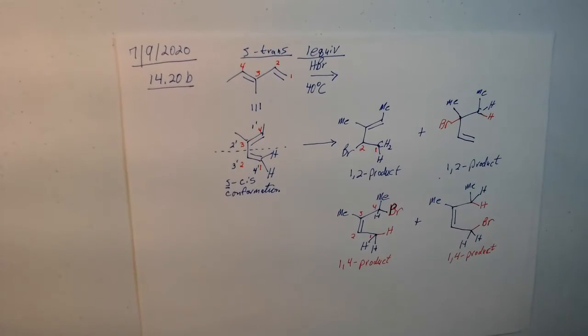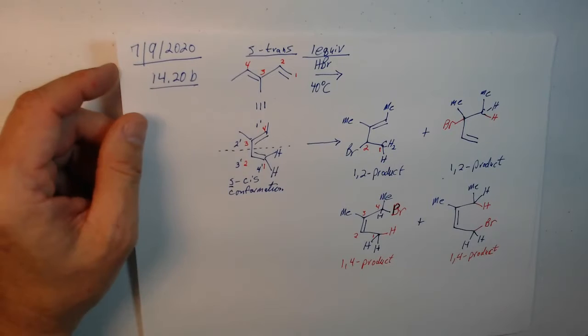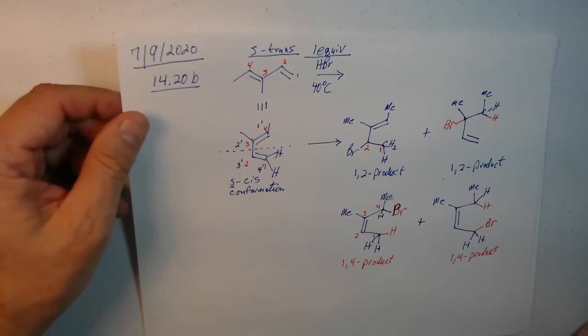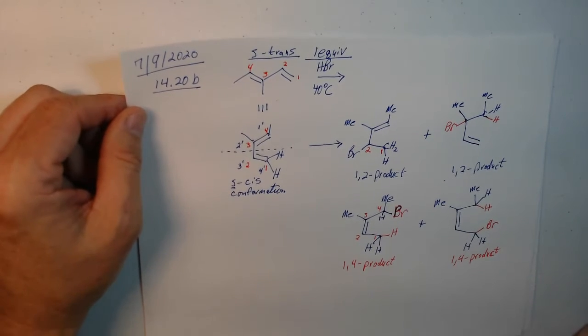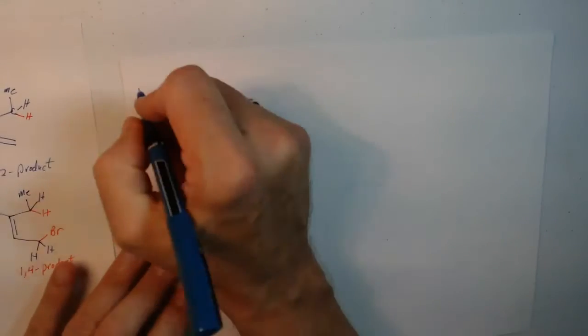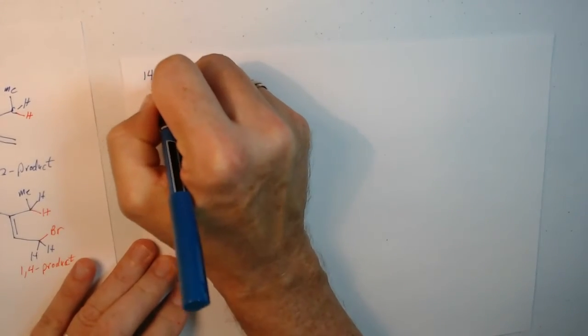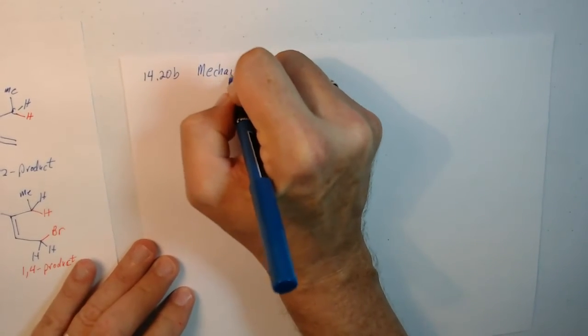All right, so that's the addition. Now let's look at the mechanism. Any questions on that before I go on? Okay, so now still 14.20b, but we're going to look now at the mechanism.